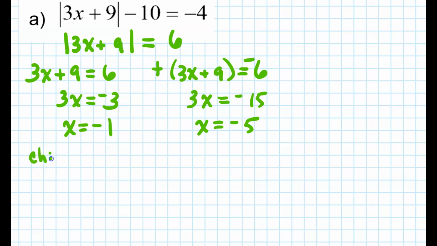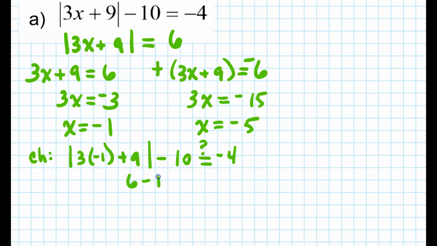Again, we want to make sure we don't have an extraneous, so we have to check in the original equation. So checking, I have the absolute value of 3 times negative 1 plus 9 minus 10, and we're trying to see, does that equal negative 4? All right, so I have negative 3 plus 9 is positive 6. Absolute value of positive 6 is 6 minus 10. Does that equal negative 4? Yes, so that one checks out.